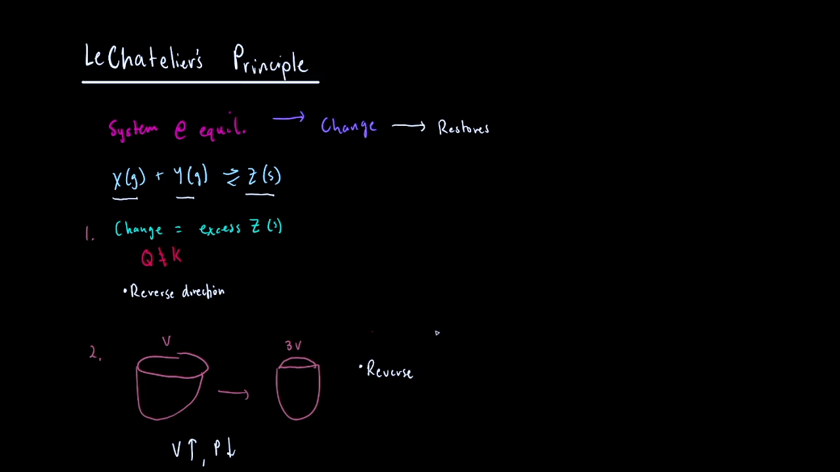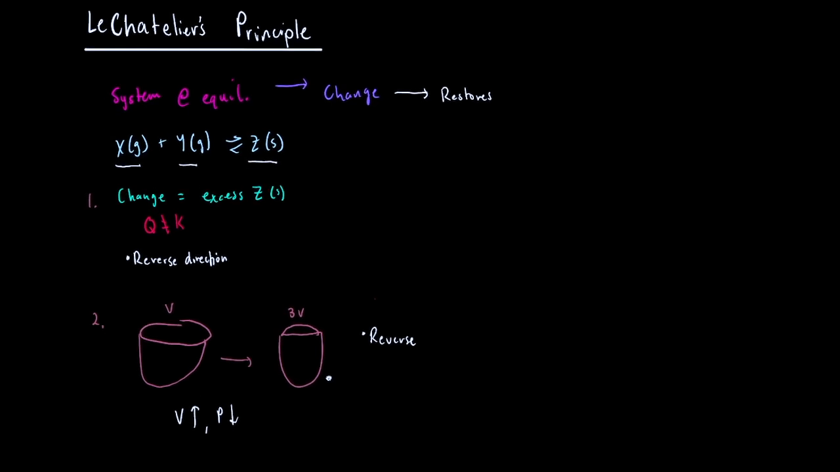So once again, the system goes in the reverse direction, because when we increase the volume, we need to increase pressure as well to go back to our original system. To do that, we have to increase the amount of gaseous molecules within our system, meaning that we need to proceed in the reverse direction to increase the number of moles of gaseous molecules.